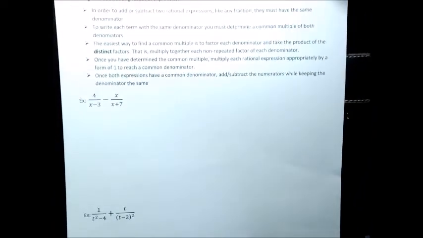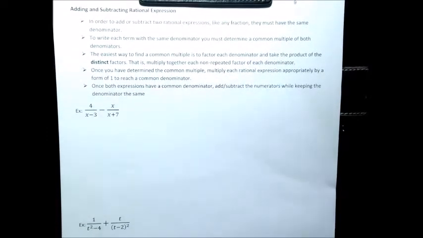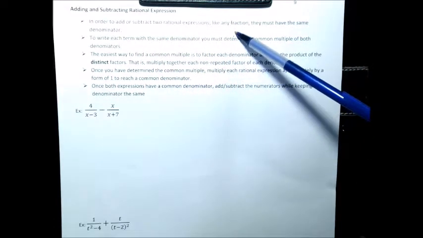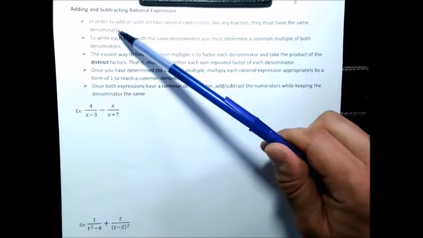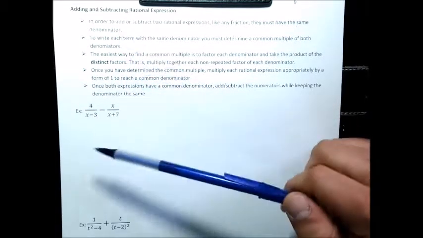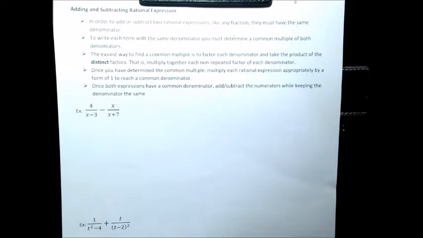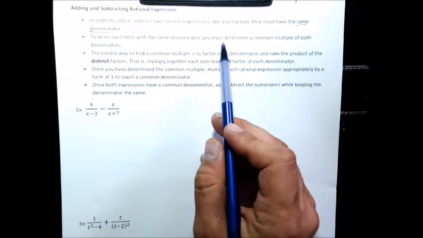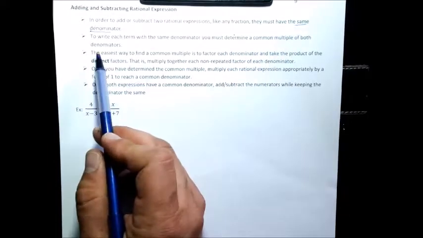So now the slightly more difficult topic, which is how do we add and subtract fractions? And how do we apply that to rational expressions? So let's read through these instructions real quick. In order to add or subtract two rational expressions, just like any fraction, you have to have the same denominator, right? We need a common denominator. And the way we figure out what the common denominator is, is you have to determine a common multiple of both the denominators, all right?